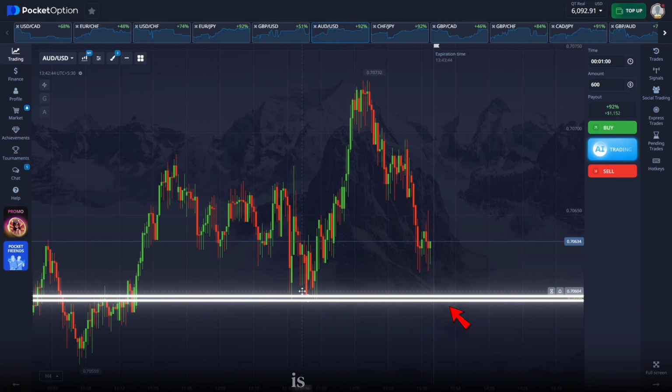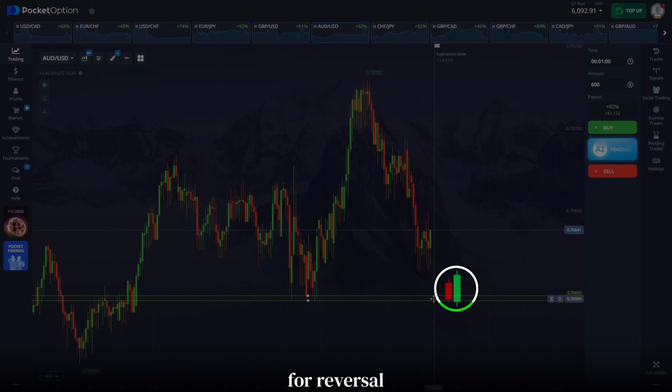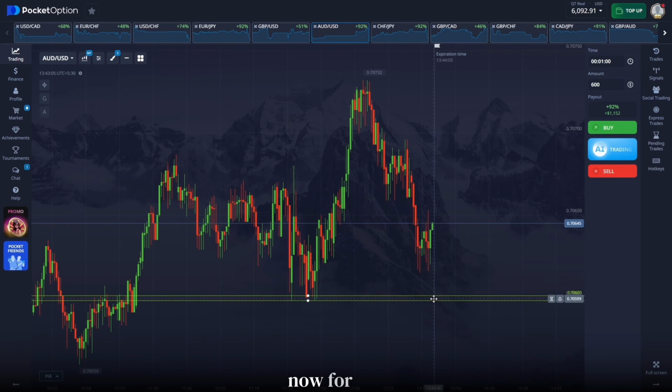So according to me, this is a clearly visible support zone, and if price retests this zone, price will reverse for 1 minute. So I'm waiting now for the price to fall and hit the zone. Once price reaches here, I will look for reversal confirmation and will place my trade for 1 minute expiry in the upside direction. Let's wait now for the price to retest this level.